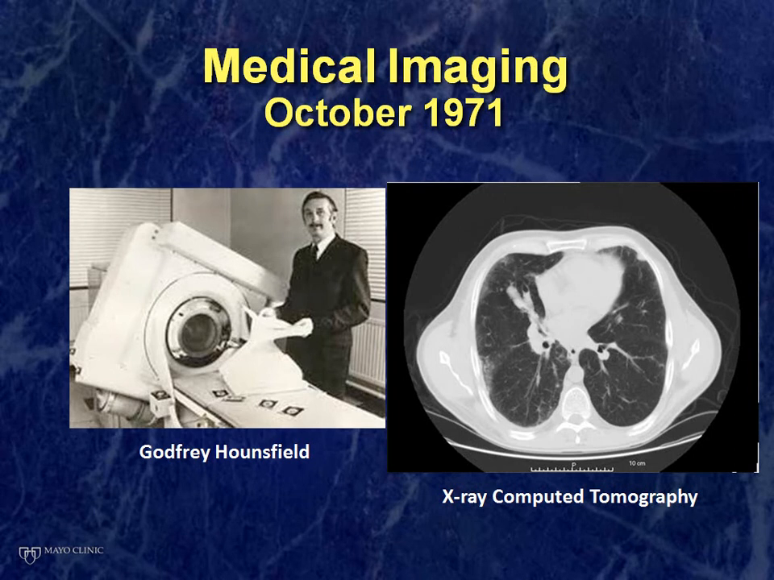I'm going to fast forward now to a more current generation, October 1971. This is Dr. Godfrey Hounsfield, and he was interested in making not just plain flat pictures, but three-dimensional, or at least two-dimensional pictures. He is the developer of CT. And from that, we're able to make nice slices of, in this case, someone's chest to show the two-dimensional relationship between the chest wall, the ribs, the lungs, and the heart. Certainly an important step forward.